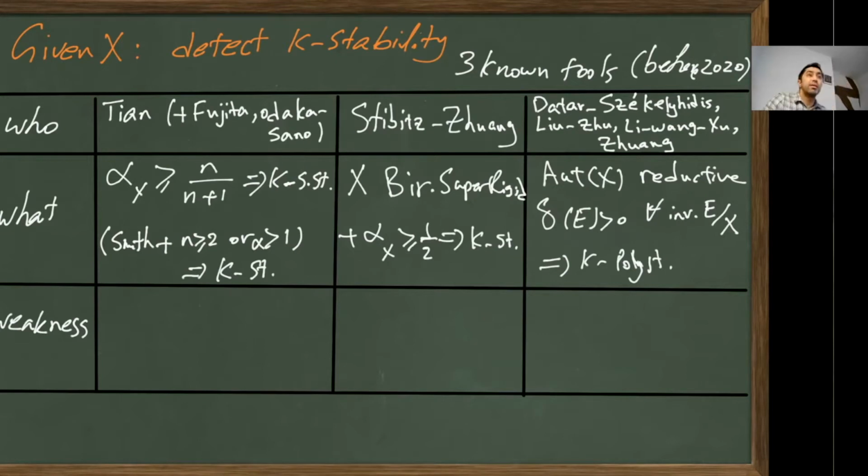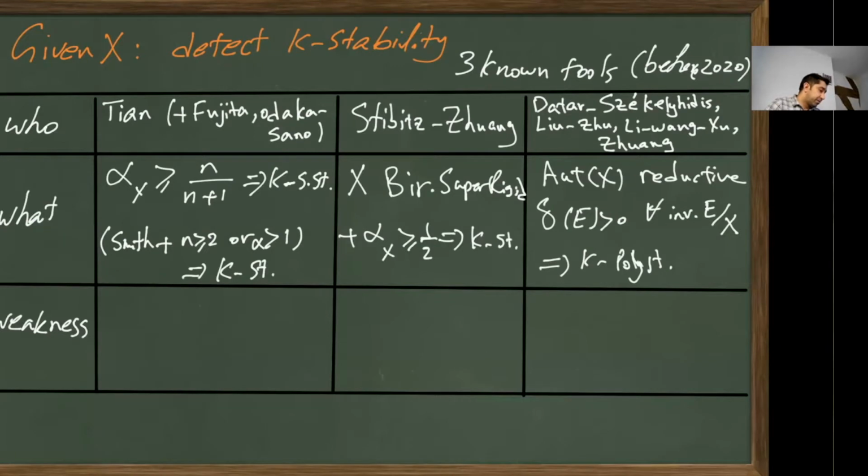I didn't define polystability, but stability implies polystability, and I can safely work with stability. The beauty of this one is that it says you don't have to do this computation for all divisors. You do your computations for invariant divisors. So the larger your group, the more powerful this is.